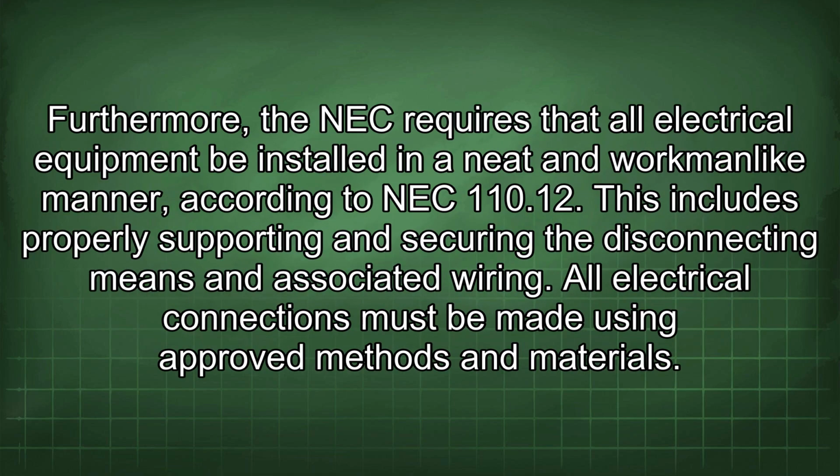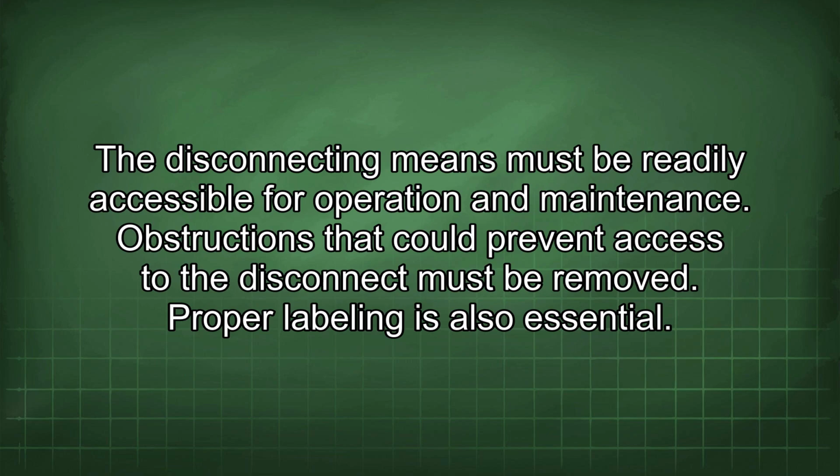Furthermore, the NEC requires that all electrical equipment be installed in a neat and workmanlike manner, according to NEC 110.12. This includes properly supporting and securing the disconnecting means and associated wiring. All electrical connections must be made using approved methods and materials. The disconnecting means must be readily accessible for operation and maintenance. Obstructions that could prevent access to the disconnect must be removed.